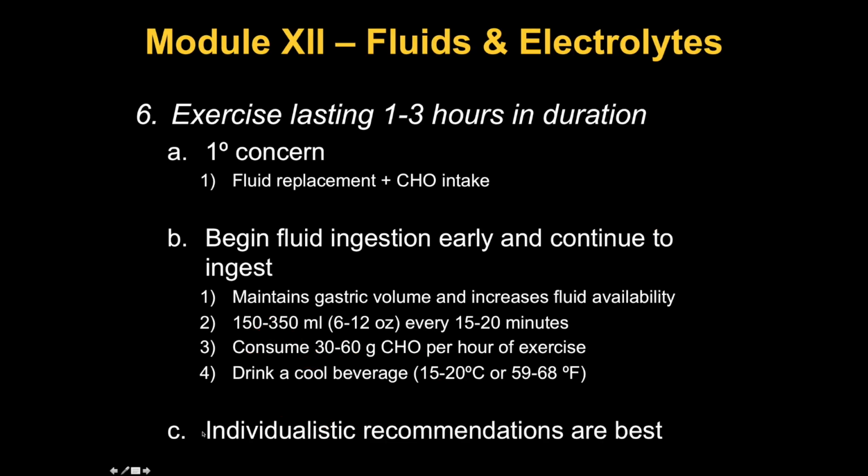When we take exercise out to 1 to 3 hours in duration, again, the primary concern here is fluid replacement as well as carbohydrate intake. So we want to ensure that the athlete begins early with fluid ingestion, and they continue to ingest every 15 to 20 minutes. We want to make sure that they're getting that 150 to 350 milliliters or 6 to 12 ounces of fluid so that they can maintain the gastric volume and, of course, allow fluid to be available for absorption in the small intestine. As far as carbohydrate, again, 30 to 60 grams per hour of exercise is what's recommended.